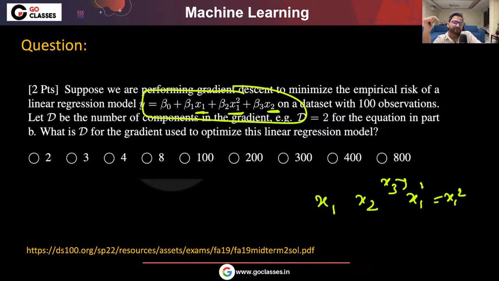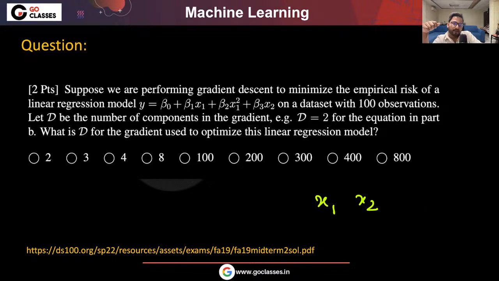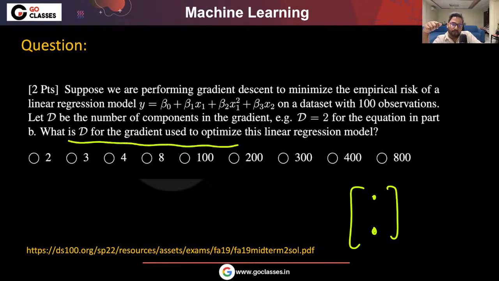On a data set with 100 observations, let d be the number of components in the gradient. They are saying that you have two components in the gradient. What is the d for the gradient used to optimize the linear regression?